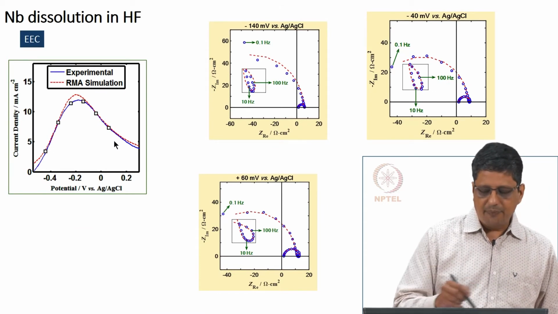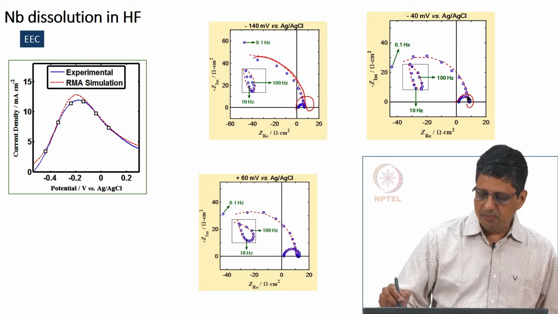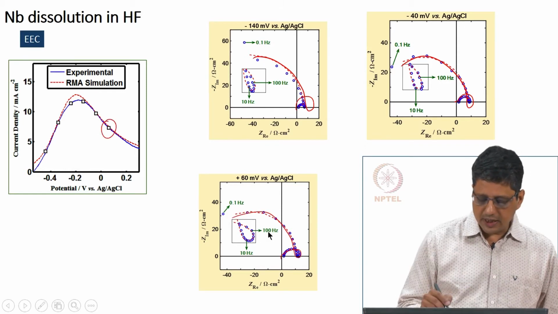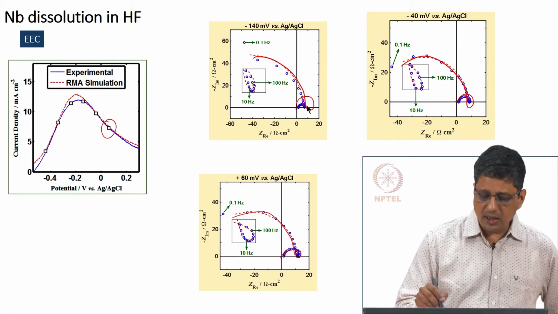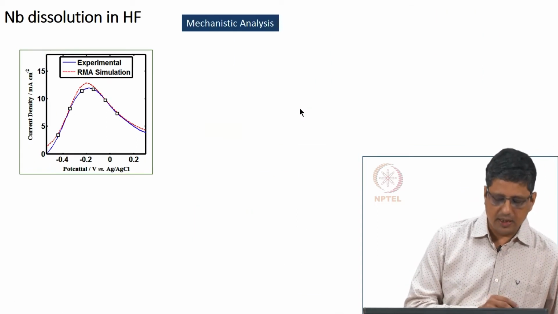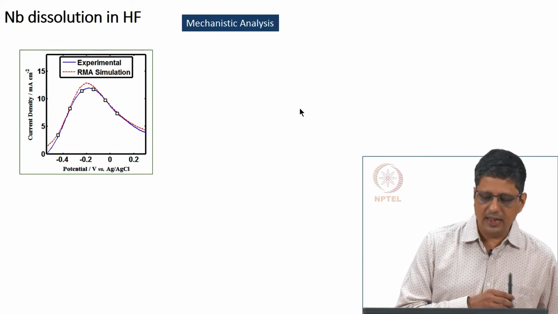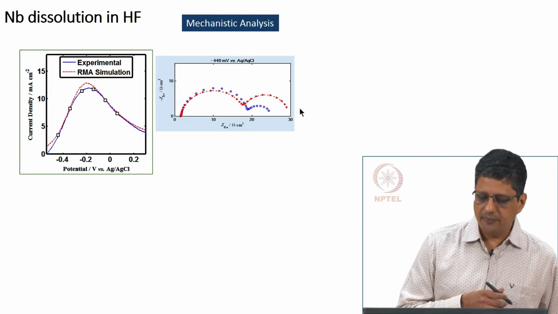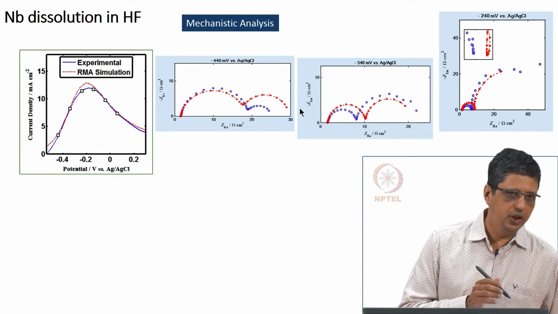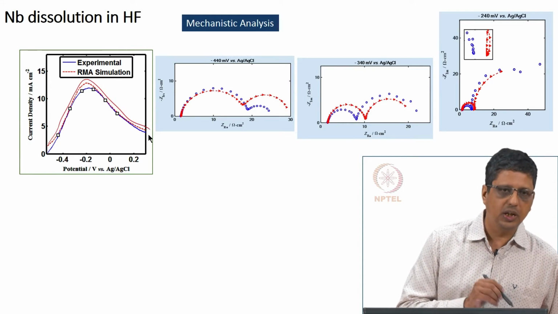You could get data in the passive region, where you get a mid frequency inductive loop, which becomes clear at higher voltages, but it is very small, and unless you zoom in you will not be able to see it at the lower potentials. Again you can model this with the same circuit, but then getting a physical interpretation is a lot harder. So, what we have done is to use mechanistic analysis. The fit is not as good. First of all, in EEC you do not even predict the value of polarization current, that means I am not predicting how the current will vary.